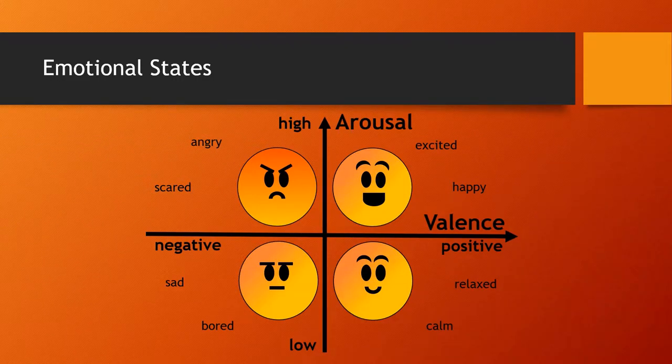Emotions can be understood using an arousal valence model. Arousal is the alertness or excitement a person feels, while valence codes emotional events as positive or negative. For example, happy and scared are both high arousal states, but scared is considered a negative feeling, while happy is positive.